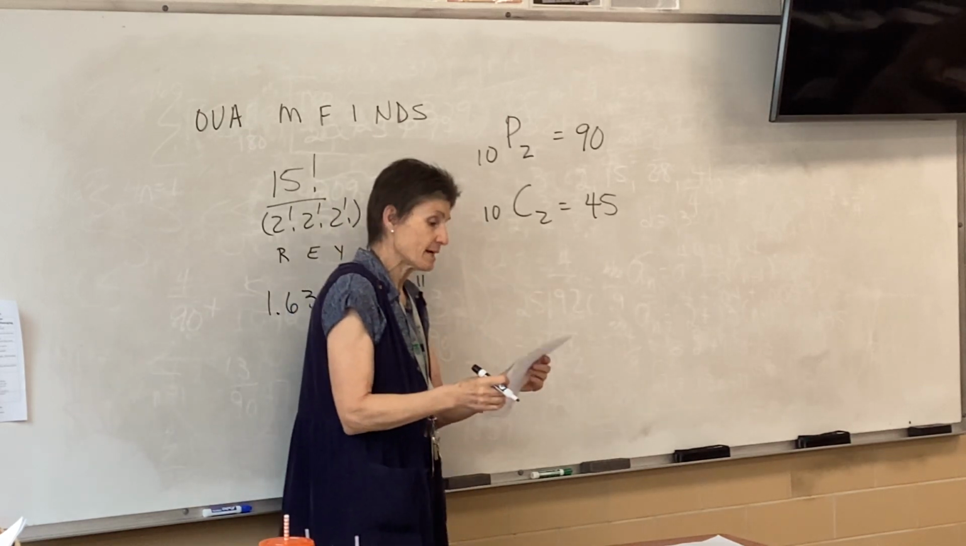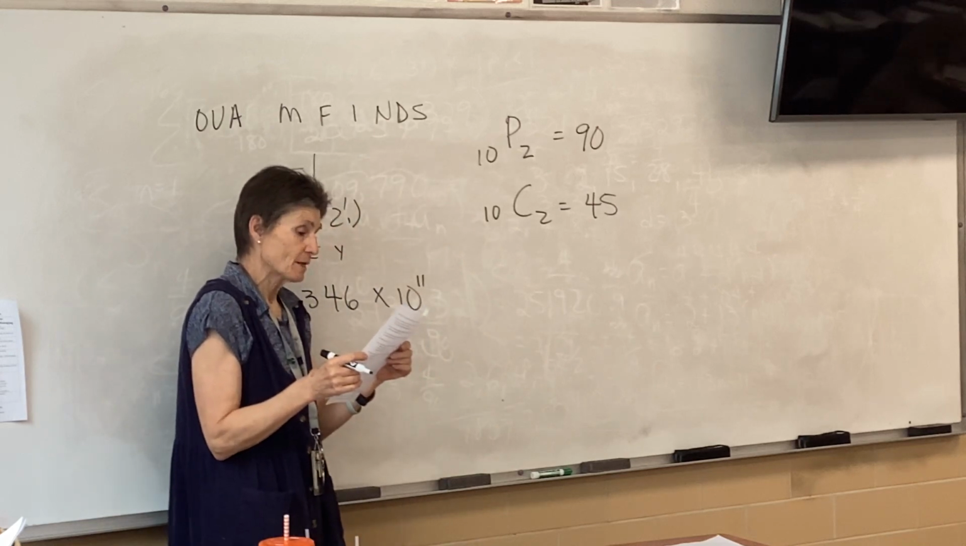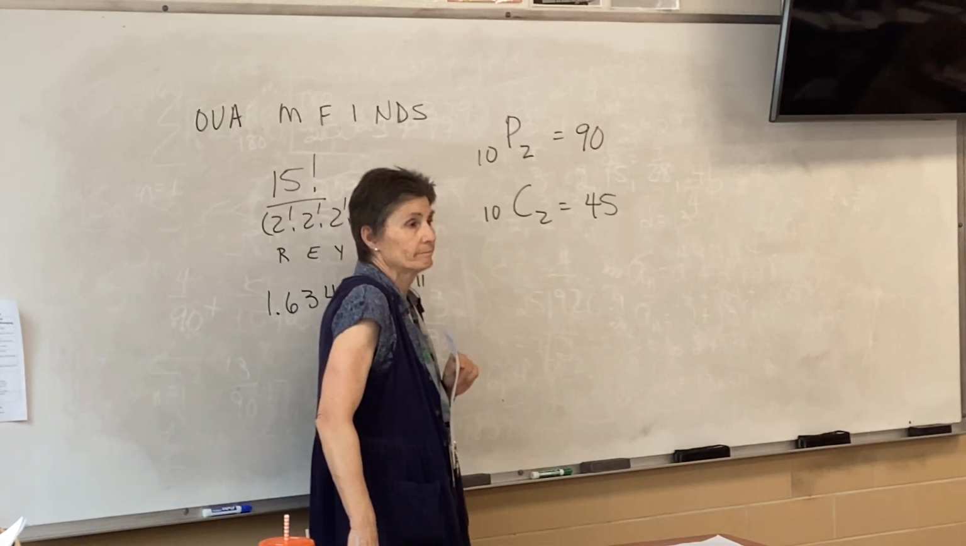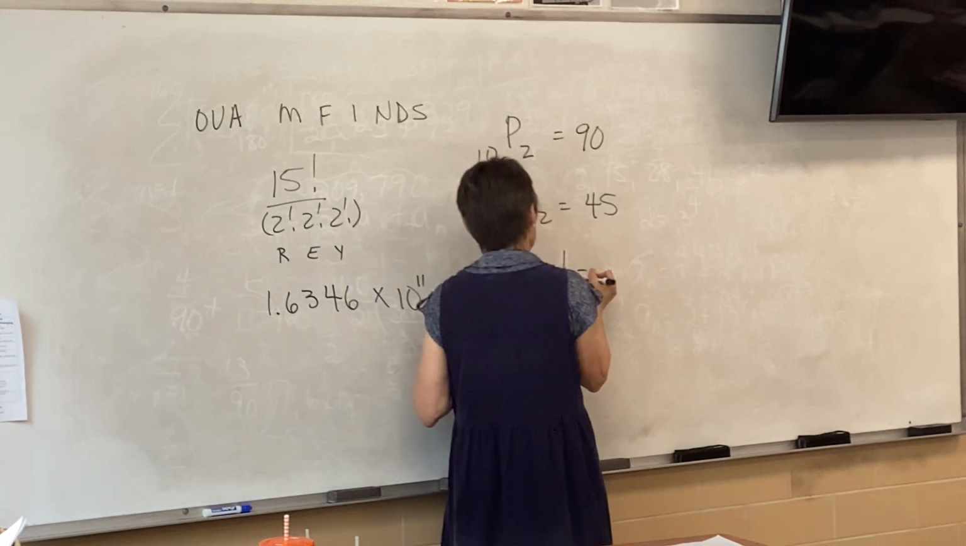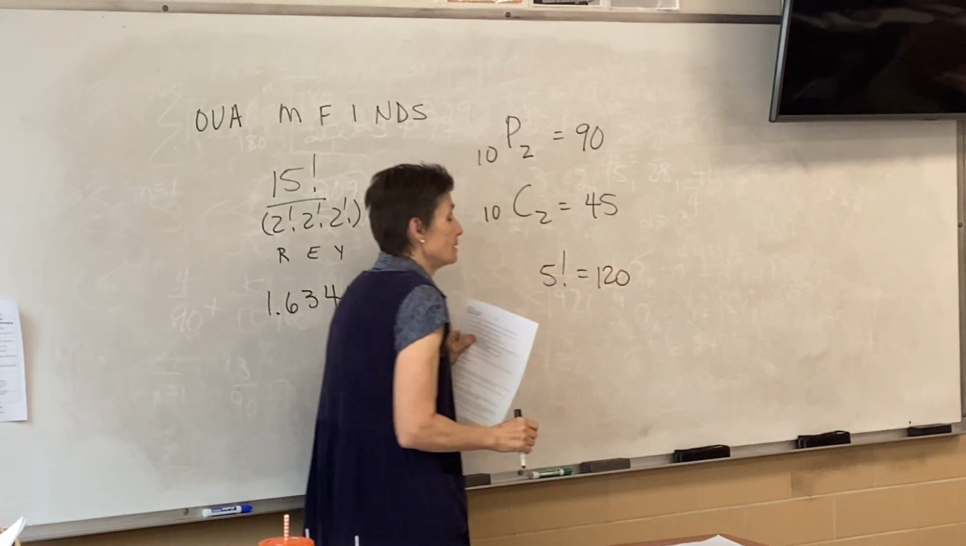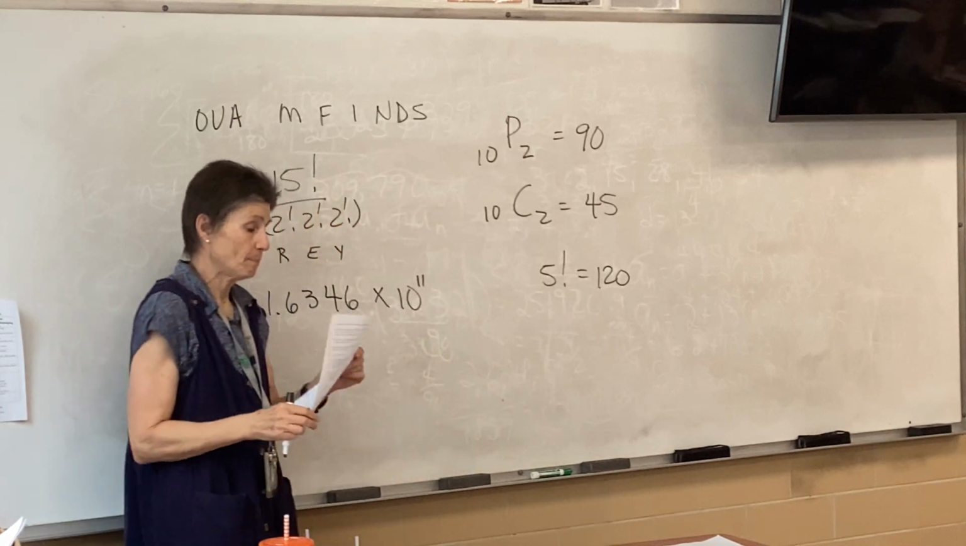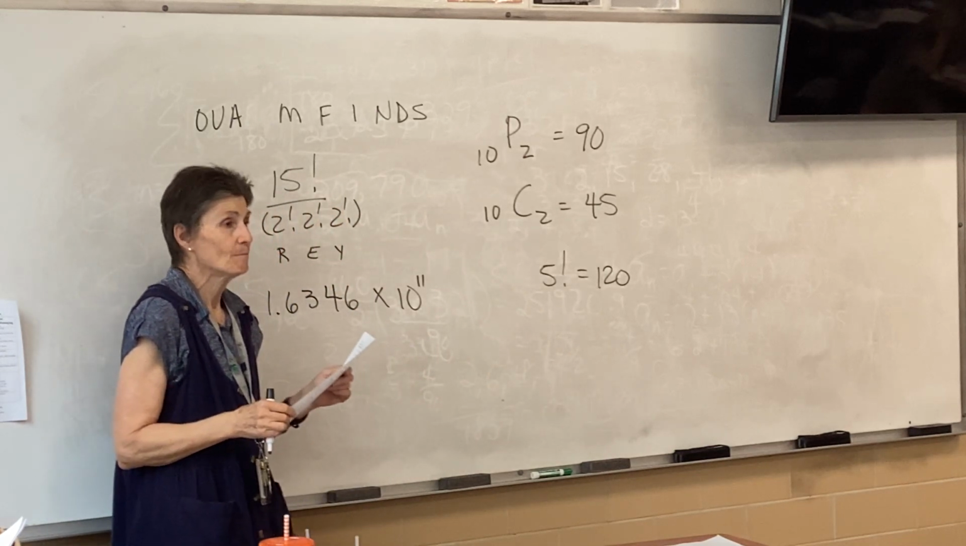How many ways can 5 people be seated in a row? 5 factorial. 5 factorial for 5 people seated in a row.